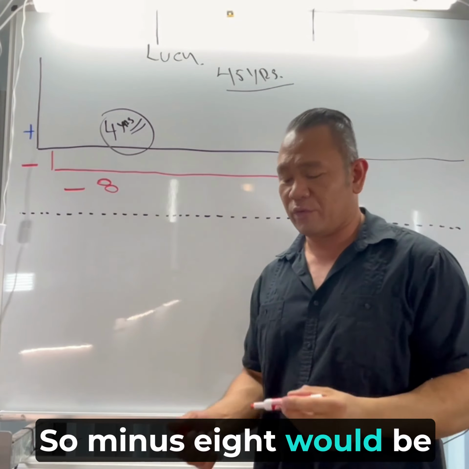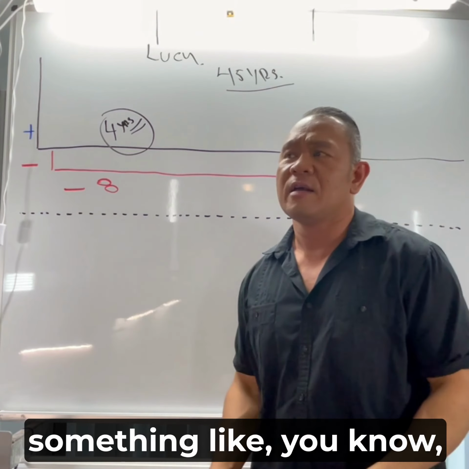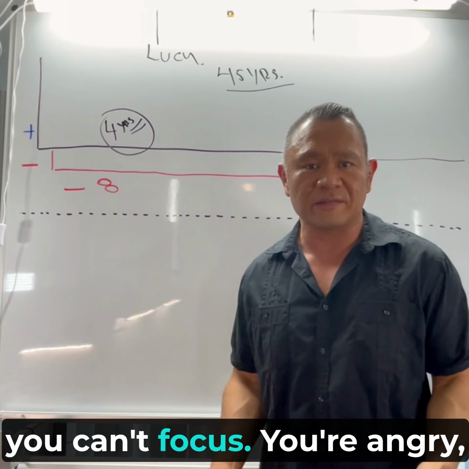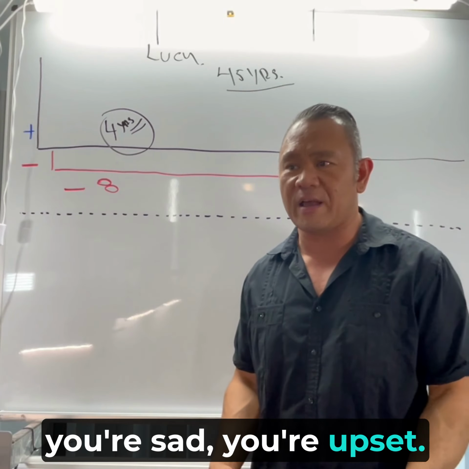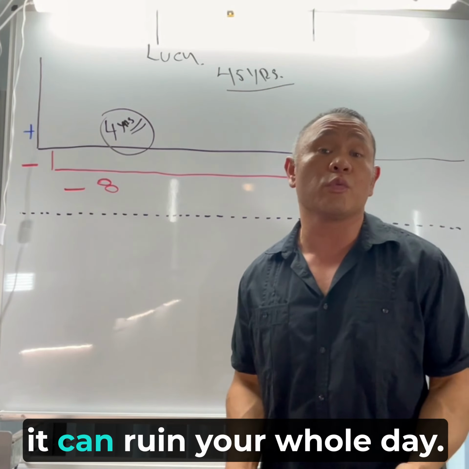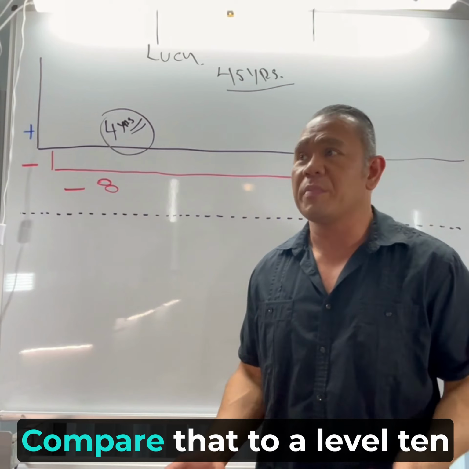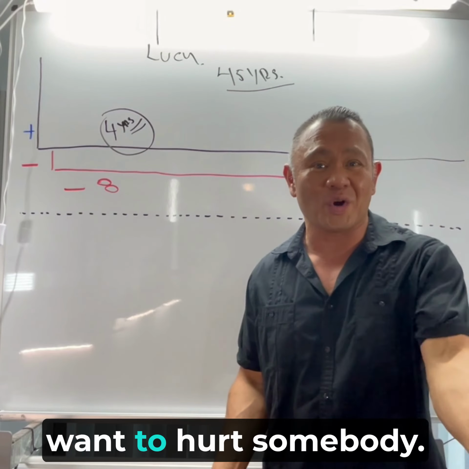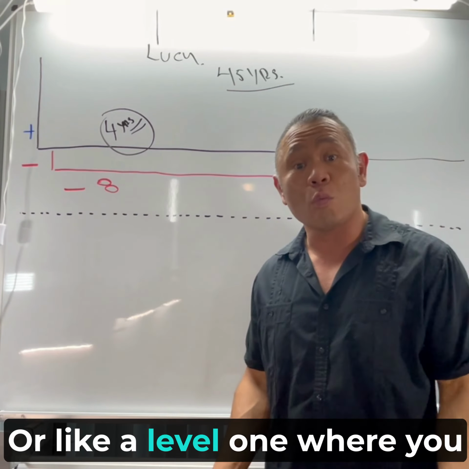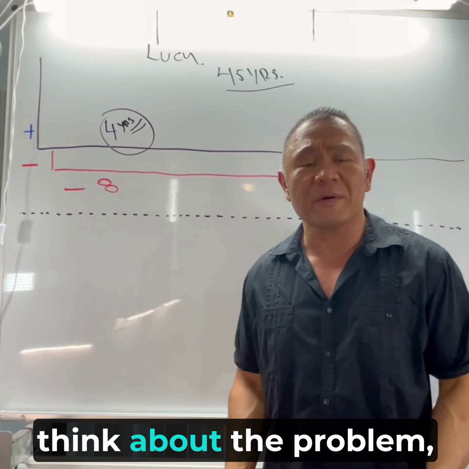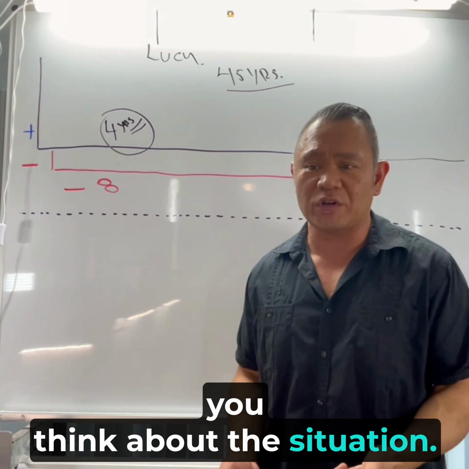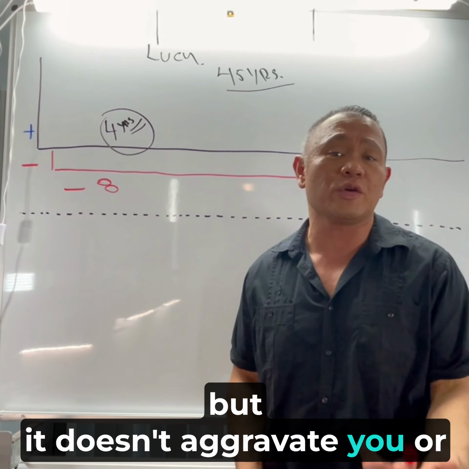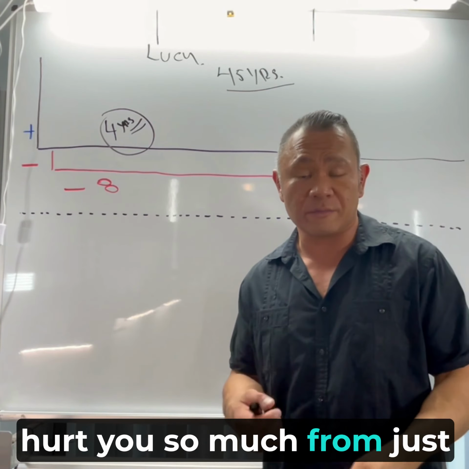So -8 would be something like, the moment you think of that person or that situation, you can't focus. You're angry, you're sad, you're upset. It can ruin your afternoon. It can ruin your whole day. Compare that to a level 10 where you actually just want to jump off a bridge and you want to hurt somebody. Or like a level 1 where you think about the situation, it might sting you a little bit, but it doesn't aggravate you or hurt you so much from just recalling that memory.